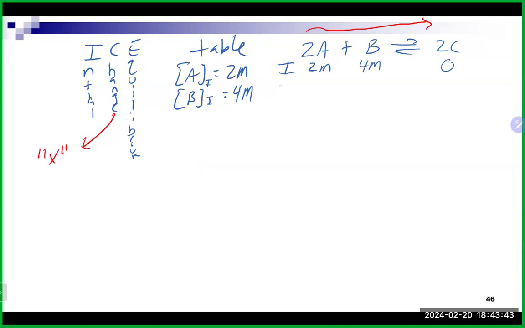So when we get to the change part, this would be minus 2x, this would be minus x, and this would be plus 2x. Now, I threw some numbers in there. Those numbers come from the coefficients. The reason you put those numbers in is because that is your stoichiometry, your mole to mole relationship, which you could have used to do limiting reagent type problems if you were taught that way. Most people aren't taught that way.